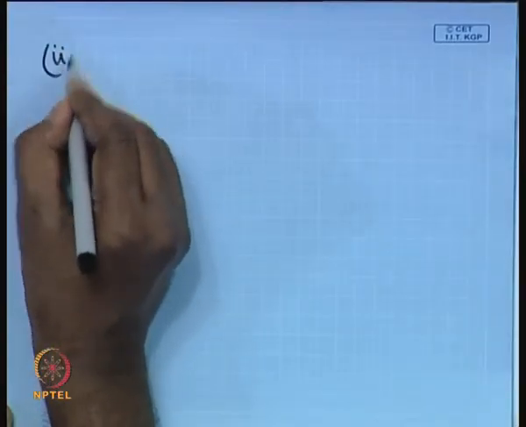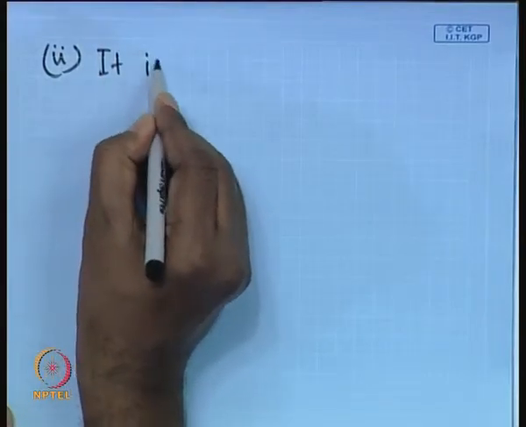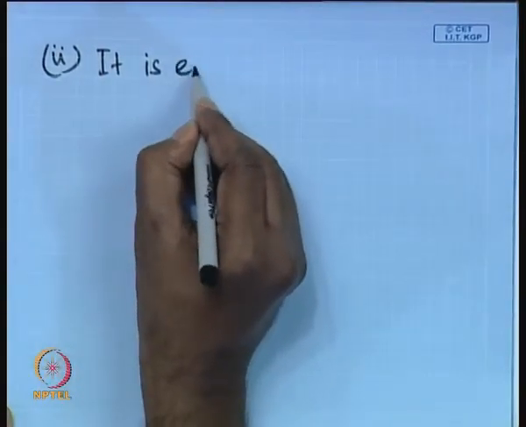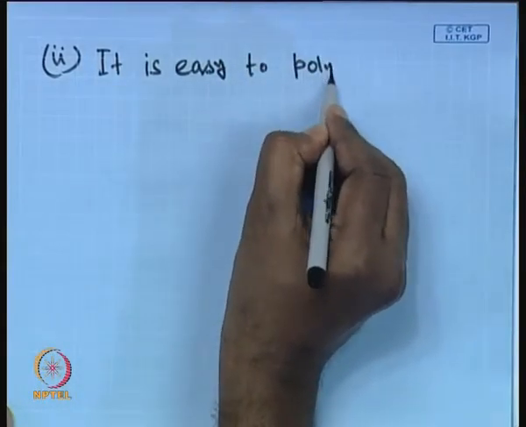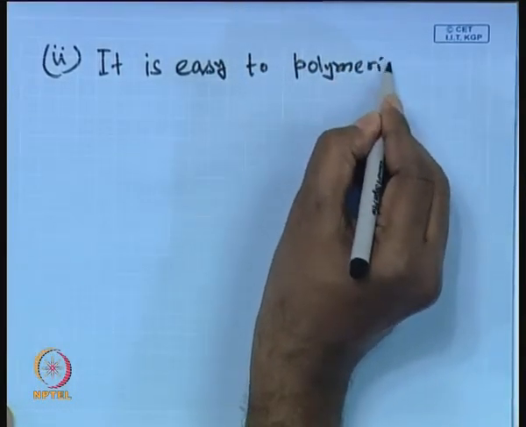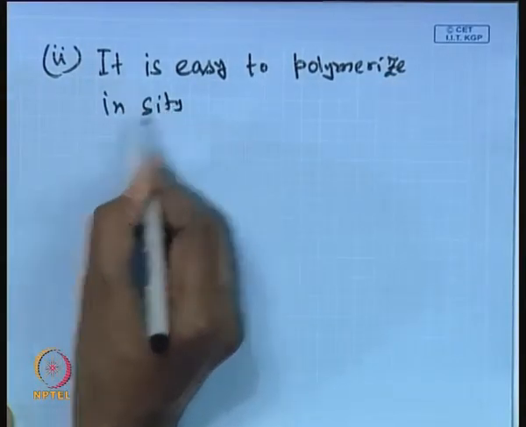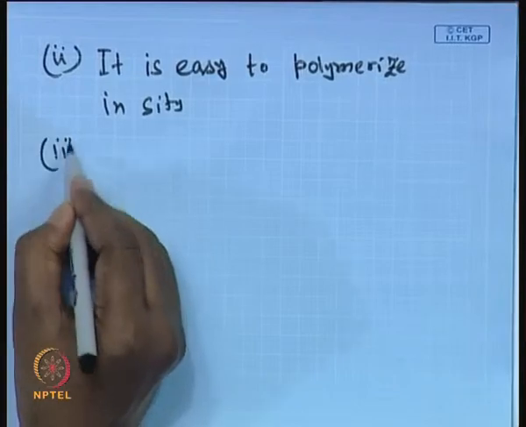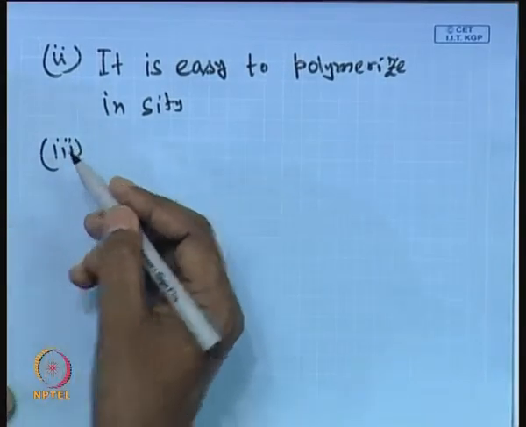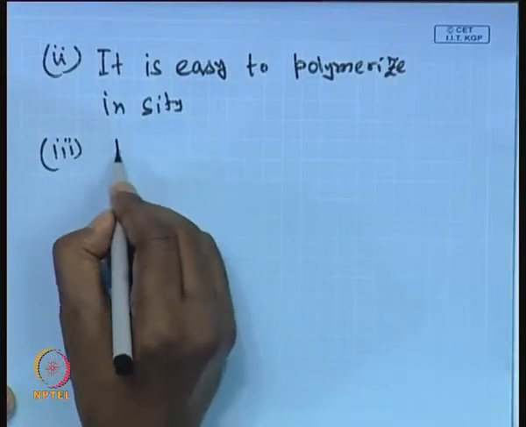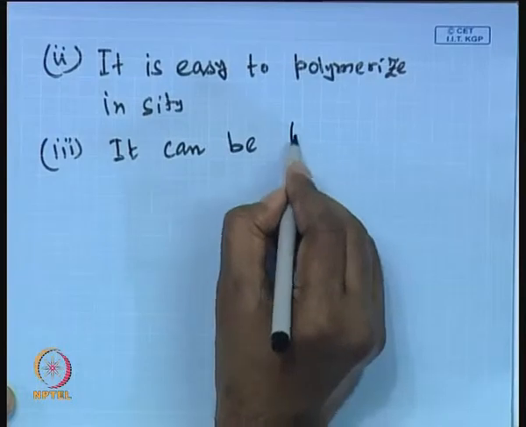Secondly, it is easy to polymerize in place, in situ, in the same place. Third, it can be polymerized in a variety of pore sizes.